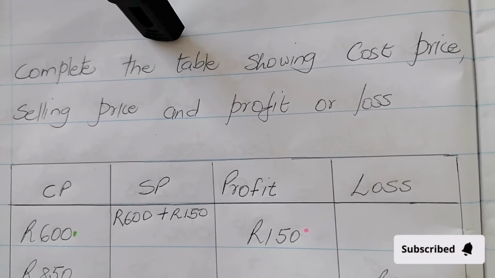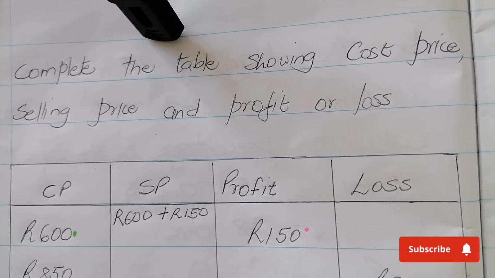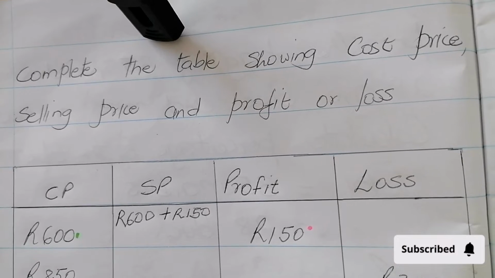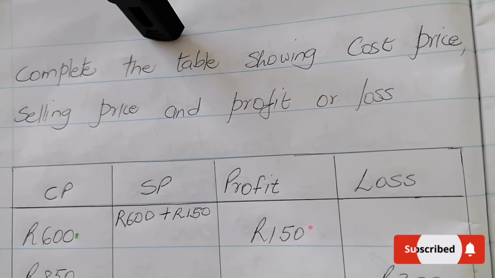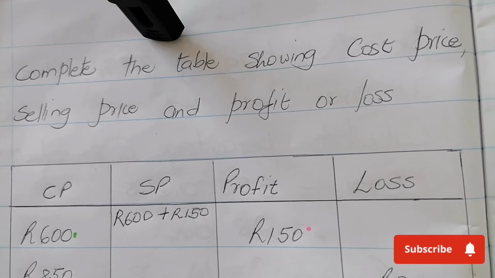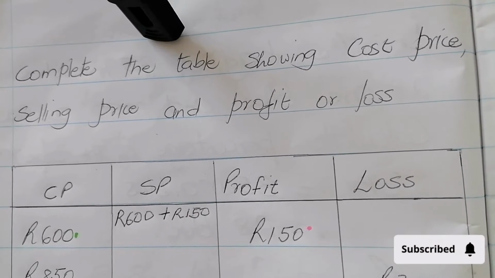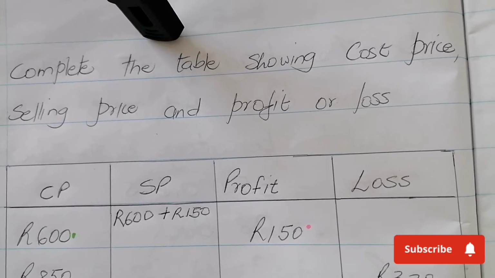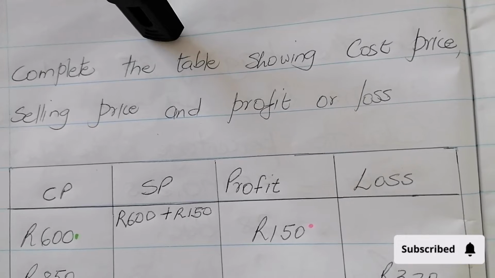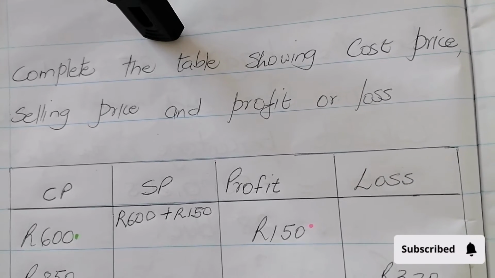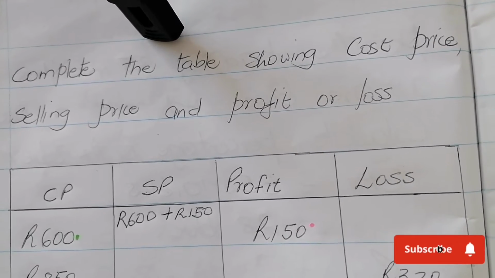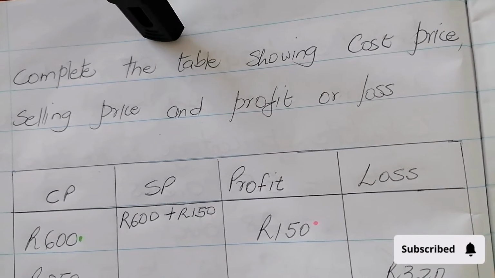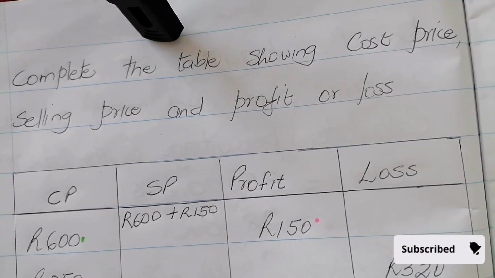Complete the table showing cost price, selling price, and profit or loss. There's our table, which shows the cost price, the selling price, the profit and loss. So the first one, we've been given 600 rand, which is the cost price. We are given the cost price of 600 rands and the profit of 150.